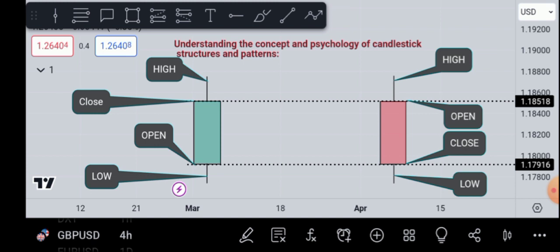All right, so moving on to what we have in today's video. The title of today's video is understanding the concept and psychology of candlestick structures and patterns. I will try my best to explain this in its simplest form. Understanding the concept: when we say concept, concept is more like a strategy, a set of rules.